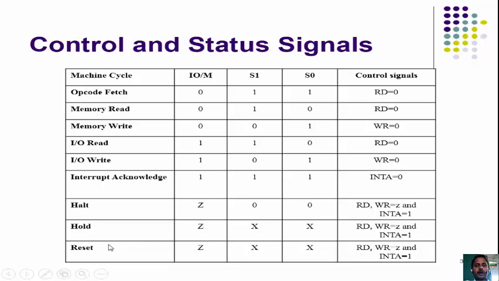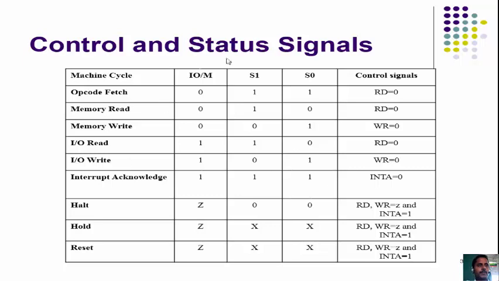Suppose the microprocessor gets reset by using the reset in bar pin. At that time the IO/M bar pin goes to high impedance state, S0 and S1 both are don't care conditions, and again the same, read bar, write bar go to high impedance state, and INTA bar goes to active high.